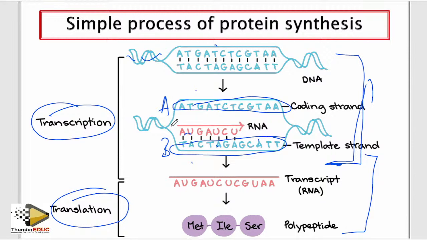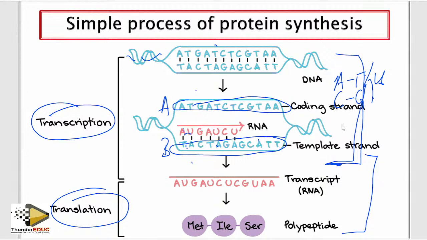So when you have a template, it means that you form a mirror of this. Sorry, you form an image of this. It's not exactly the same, but it's an image. We say that these bases are complementary, meaning that if one is left, one is right. That's why A goes with T or U, and C goes with G.